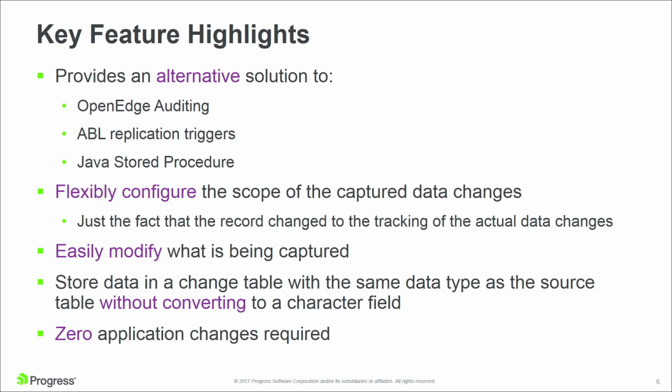The other challenge with ABL replication triggers is you have to write information into your tables to be able to understand what's being updated, what's being captured, that type of information. The flip side of that, on the SQL side, are Java stored procedures. They do very much the same thing as ABL replication triggers can do, but on the SQL side. So if you're doing an update on the OpenEdge SQL Server database, you have to write a Java stored procedure.